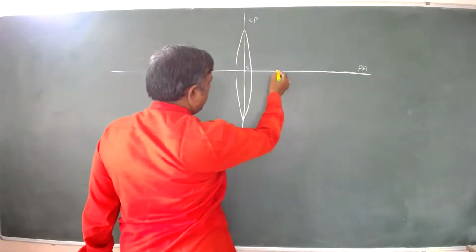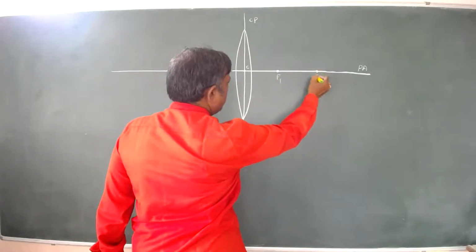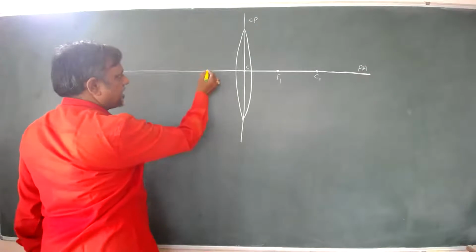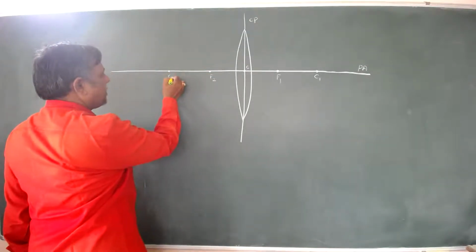Primary focus will be here, F1. Primary center of curvature will be here, C1. Next, secondary focus will be here, that is F2. And secondary center of curvature will be here, that is C2.